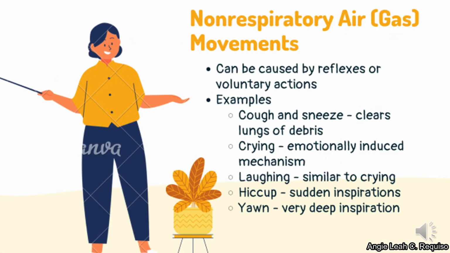So, non-respiratory air or gas movements. Non-respiratory air movements can be caused by reflexes or voluntary actions. Examples of non-respiratory air movements are, first, cough and sneeze. It clears the lungs of debris or waste. Next is crying, an emotionally induced mechanism, or caused by emotional behavior. Next is laughing, which is similar to crying, also induced by emotional behavior. Next is hiccup, which is a sudden inspiration. And lastly is yawn, a very deep inspiration.